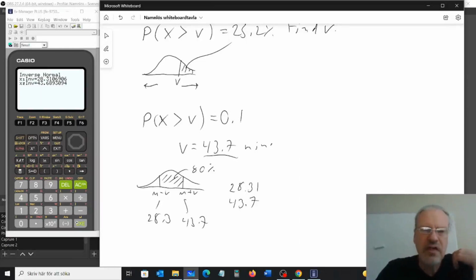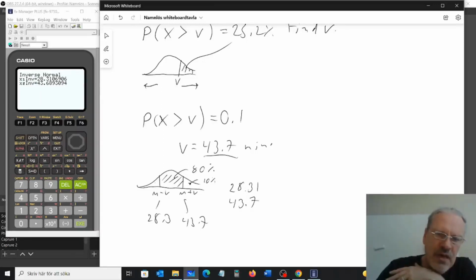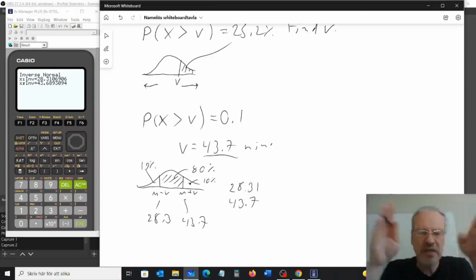Because we previously calculated that this area over here was 10%. And of course, by symmetry, remember that the normal curve is symmetric. So if you have 10% over here, then that's 10% over there too, because we have plus minus that. So we should expect to get the same value back. So that is for the center calculation. Hope this helps a bit. Thank you.